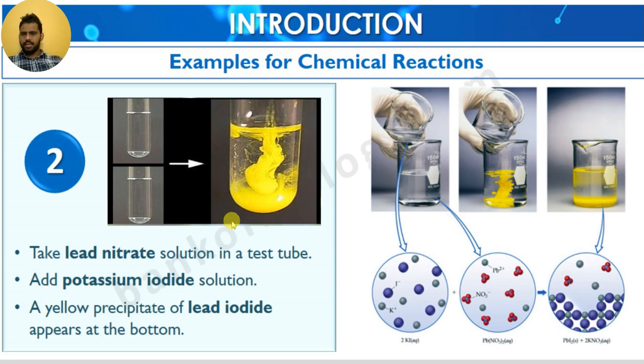So what is the reaction? Lead nitrate solution in a test tube, we added potassium iodide, and we get a yellow precipitate of lead iodide that appears at the bottom. This is the reaction. So what changes did we see? There is a change in color. There is a precipitate formation in this.